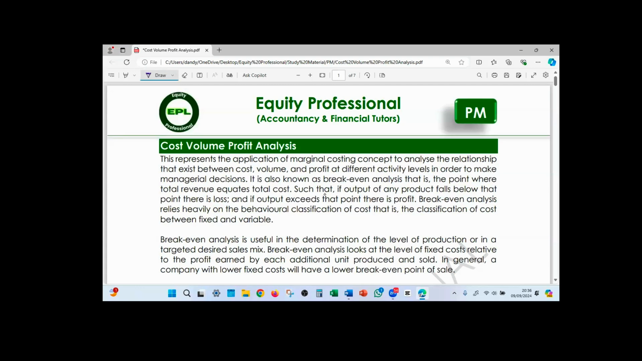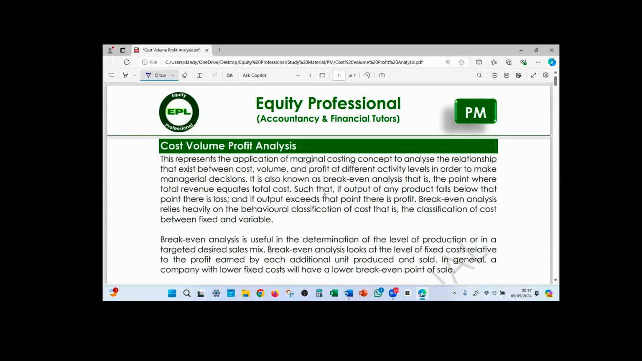Then again, the company may want to determine how much sales we are going to make in the market in this period for us to be able to break even. It is also possible that the company may want to earn a targeted profit. Therefore, how many units or how many sales value are we going to make to achieve a targeted profit before tax?